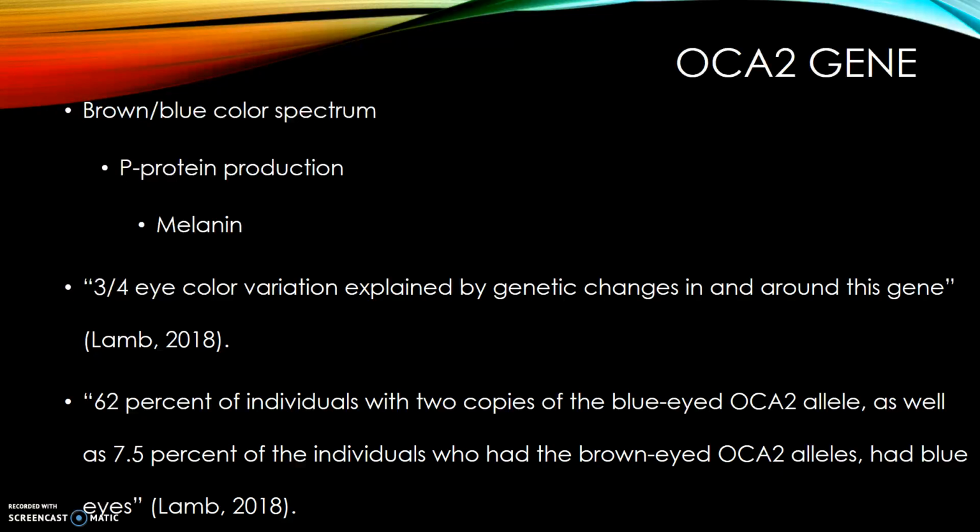And according to Hudson Alpha, about 3/4 of eye color variation could be explained by genetic changes in and around this gene. So this is a huge gene for determining eye color. However, it's important to note that the next statistic reveals that there are definitely other genes that have impacts here, because 62% of individuals with 2 copies of the blue-eyed OCA2 allele, as well as 7.5% of individuals who had brown-eyed OCA2 alleles, have blue eyes. Therefore, it's clear that the 7.5% of blue-eyed individuals that had the OCA2 alleles that would have caused brown eyes show that eye color is not a direct result of just the OCA2 gene.